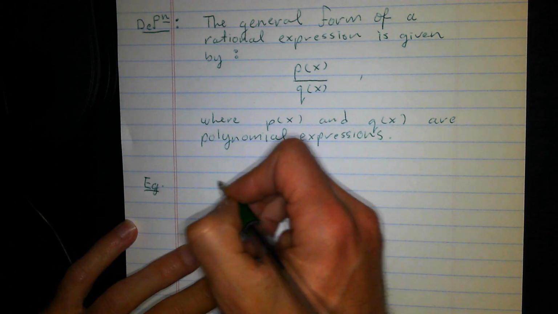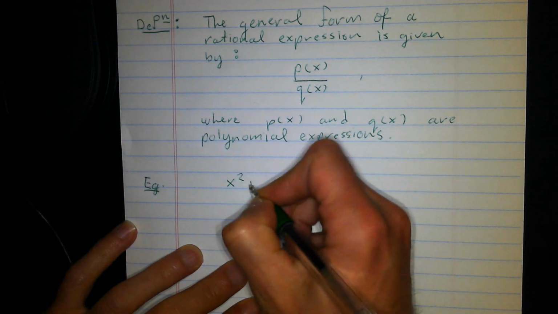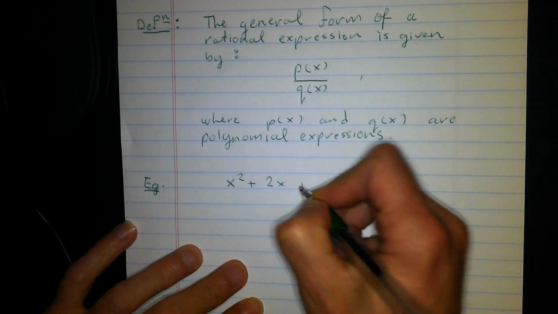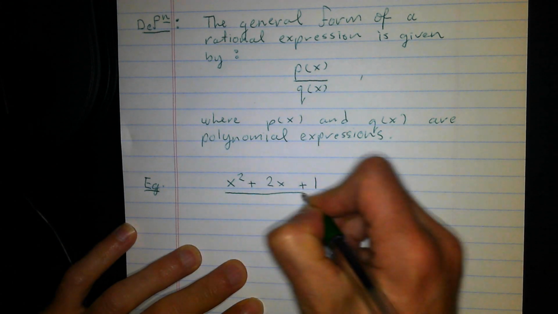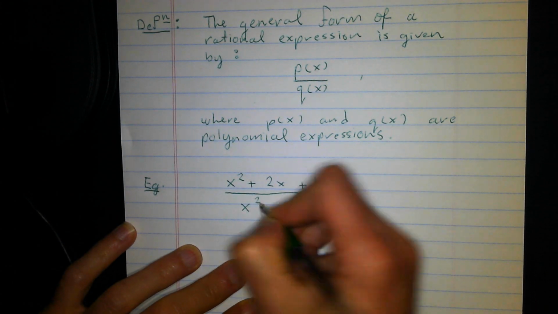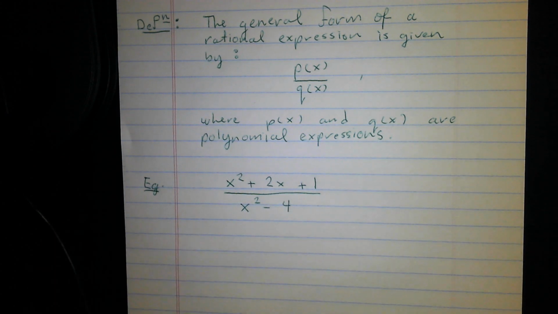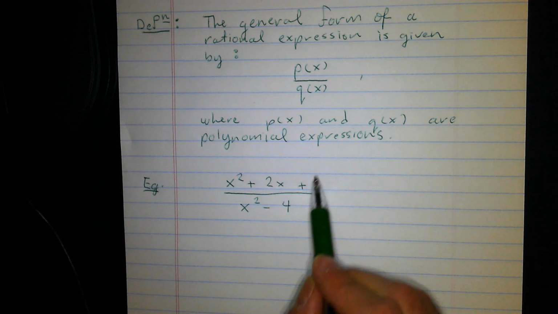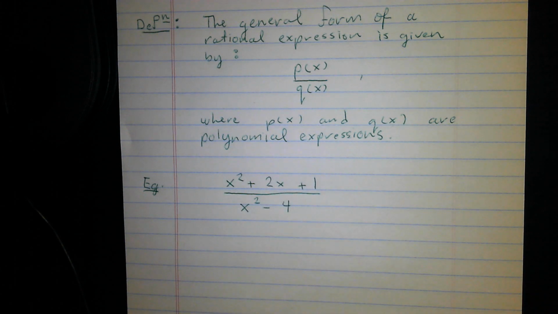Okay, so here's an example. X squared plus 2x plus 1 divided by x squared minus 4 is a rational expression. And why is that? Well, as you can see, we've got a quadratic polynomial in the numerator and another quadratic polynomial in the denominator. Hence, this satisfies the definition above. We have a polynomial in the numerator and a polynomial in the denominator. Therefore, we have a rational expression.